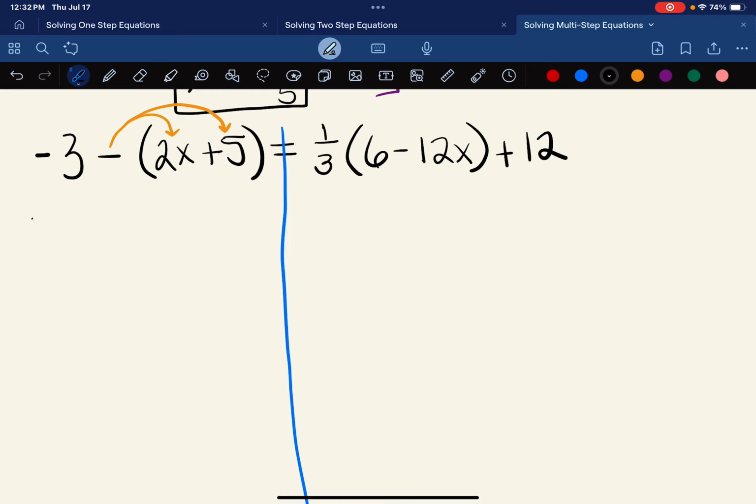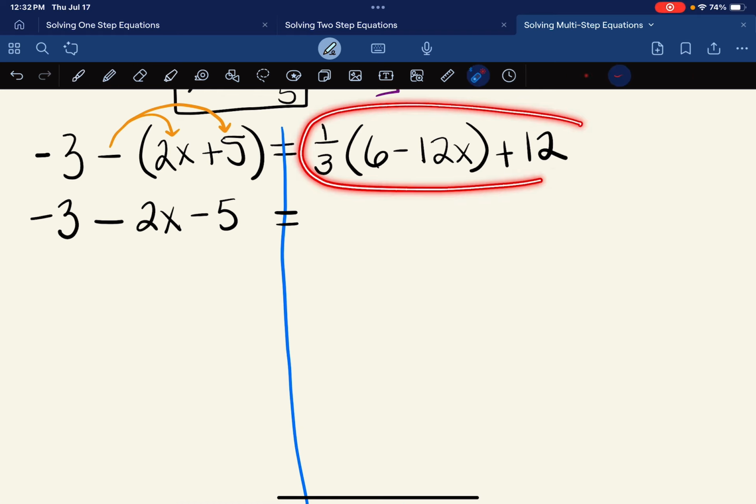So this means I need to bring down my negative 3, and then I am going to subtract 2x, and I am also going to subtract 5. I'm subtracting everything in the parentheses, and that should equal. And now I have another value that I can distribute.